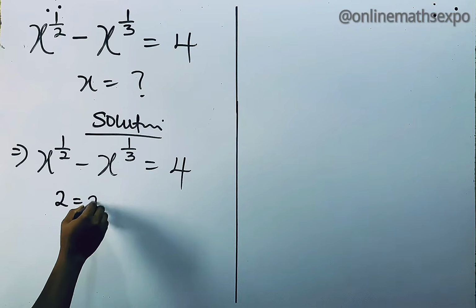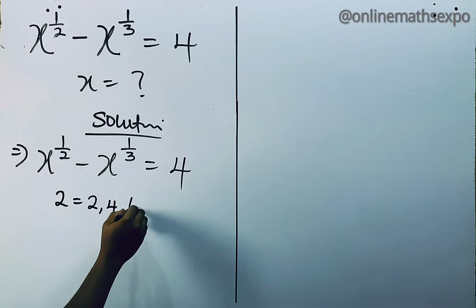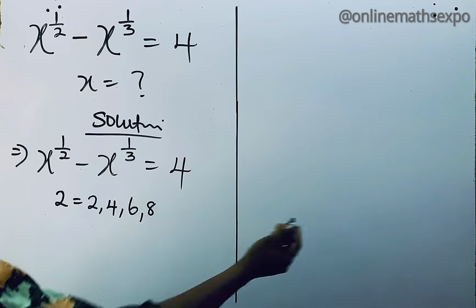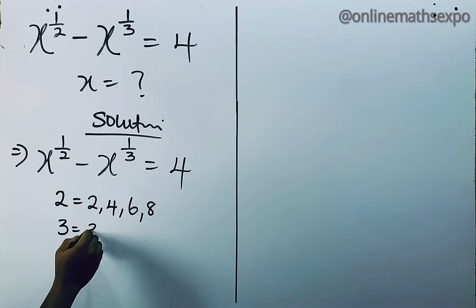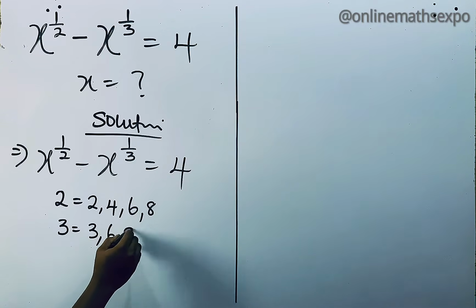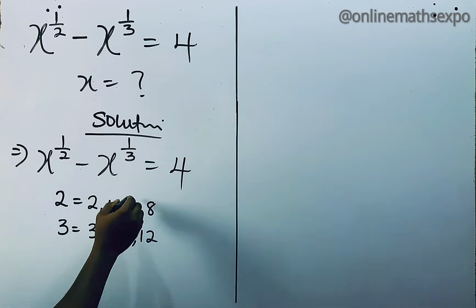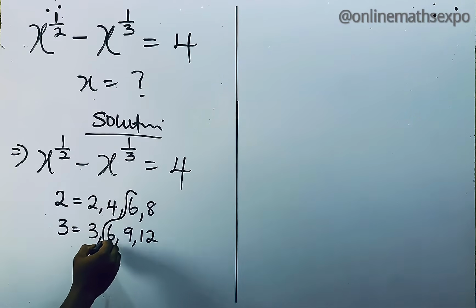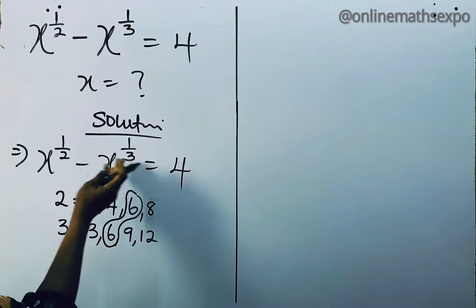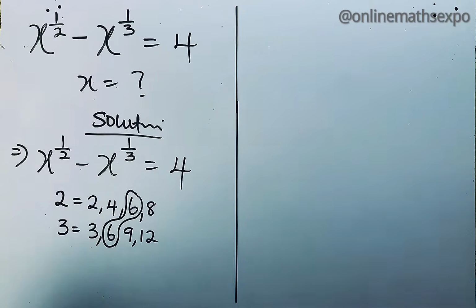For 2 we have 2, 4, 6, 8 and so on. For 3 we have 3, 6, 9, 12. Now the lowest common multiple is 6. It means that these two denominators can share 6.